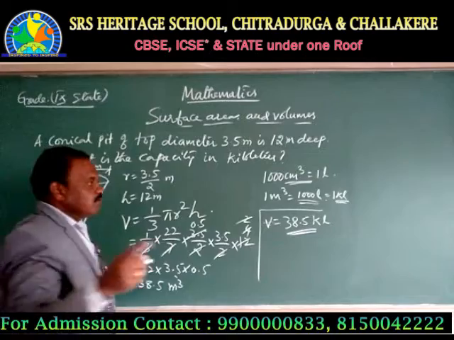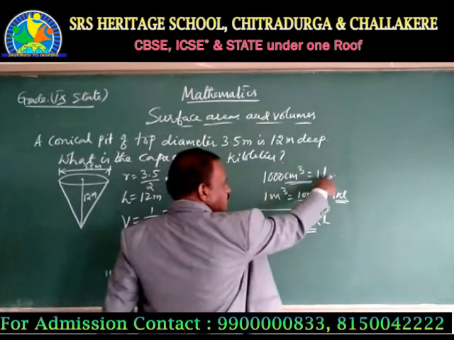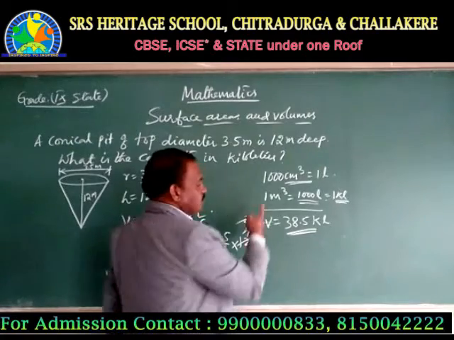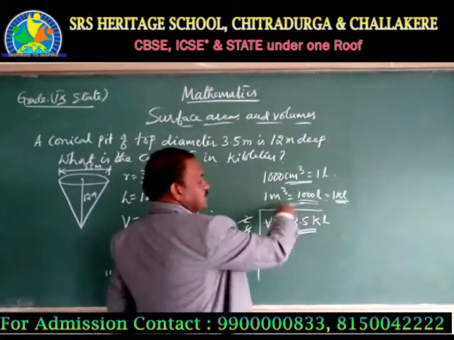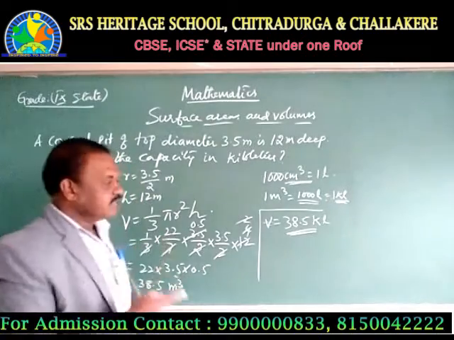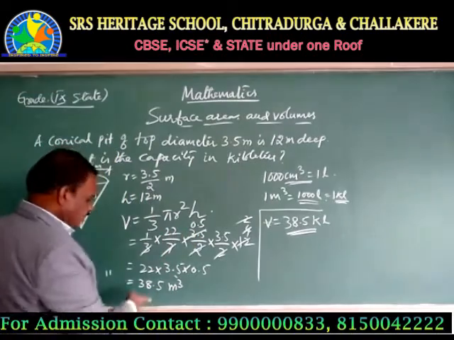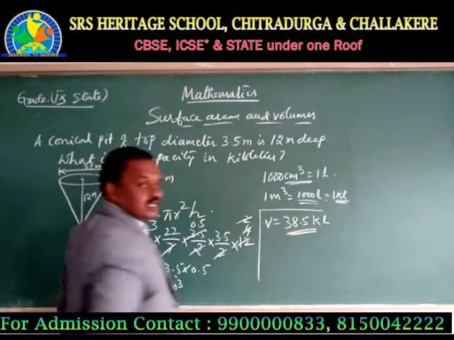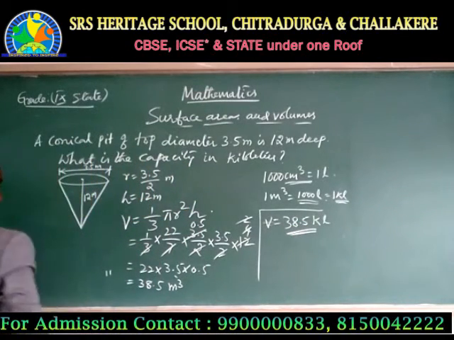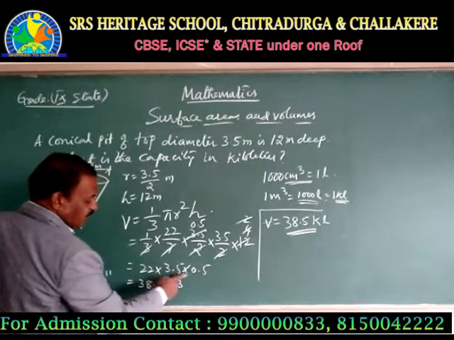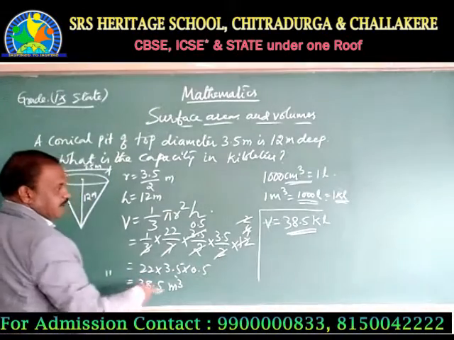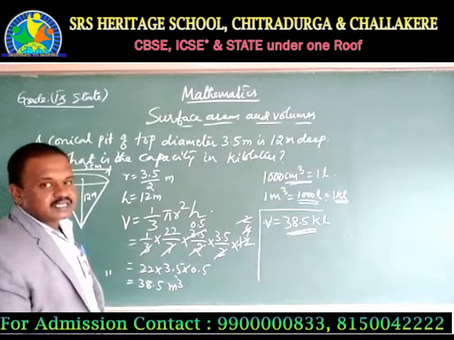So you should remember 1000 centimeter cube is equal to 1 liter, but 1 meter cube is equal to 1000 liters, that is equal to 1 kiloliter. You can write that as 1 kiloliter. So here this is 38.5 meter cube, so it can be written as 38.5 kiloliters. So 22 into 3.5 into 0.5, you will get 38.5. 38.5 meter cube is 38.5 kiloliters.